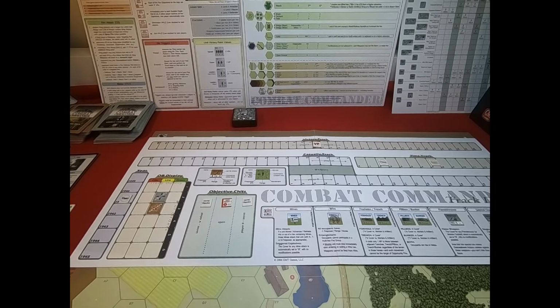I hope to have been clear about this track display, and in the coming video I'm going to explain the setup and the other mechanics that characterize Combat Commander Europe.